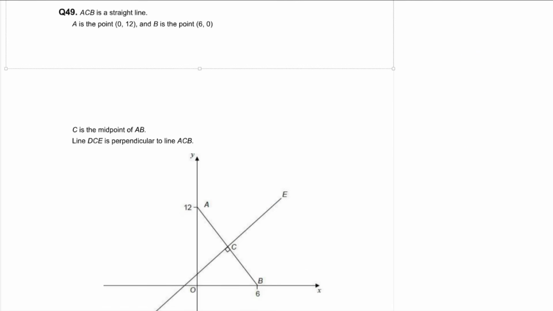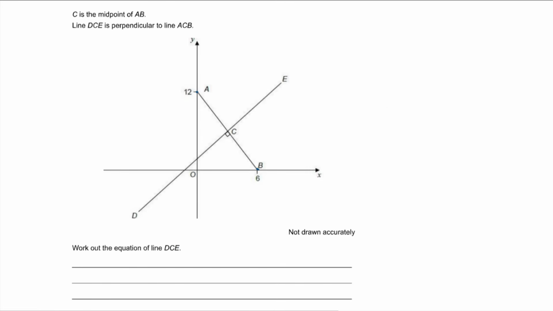Question 49, ACB is a straight line. A is the point 0, 12. Yeah, that's the point up there, that's already on the diagram. B is the point 6, 0. Yeah, I can see that from the 6 written there. C is the midpoint of AB. So C is the midpoint of AB, so that cuts that line exactly in half. I'm just going to draw that like that so I remember.